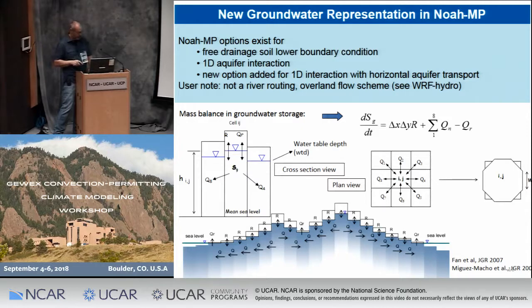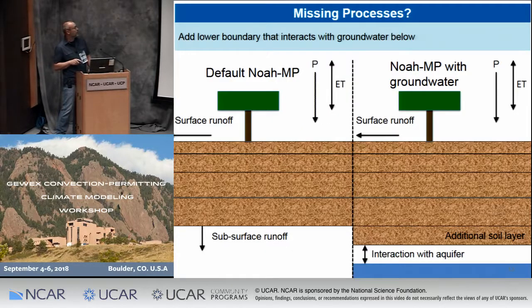In cartoon form, we've basically taken the NOAA-MP model and added, down here at the bottom, an additional soil layer, and also an interaction with the aquifer, so that we don't have just a free drainage loss term at the bottom. We've got a little bit of an added storage dimension down here.